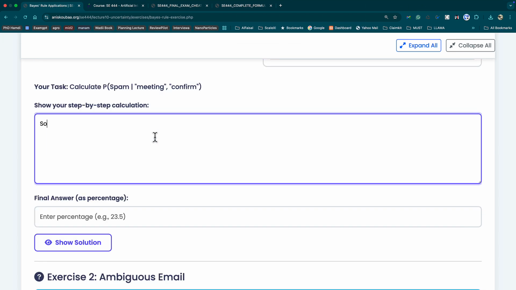Okay, so now, let's try to solve this together.